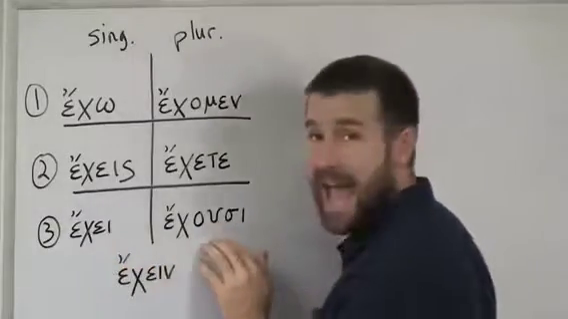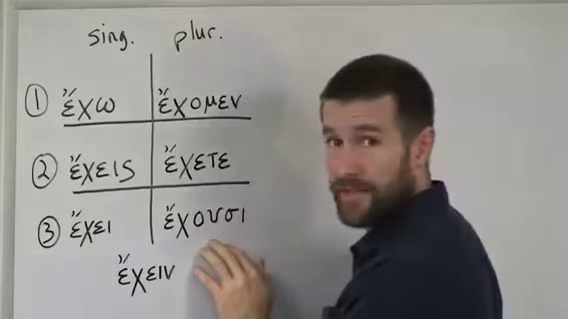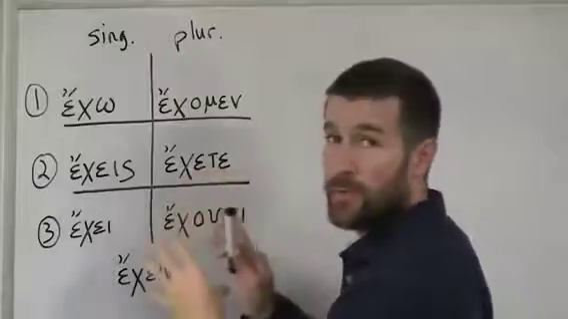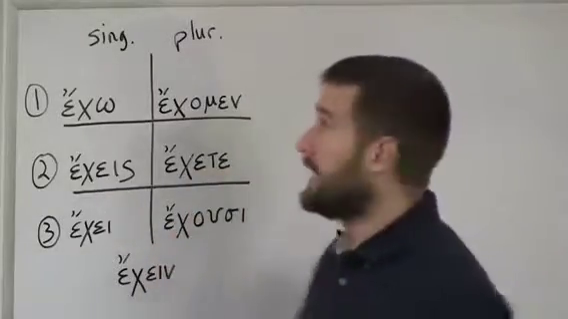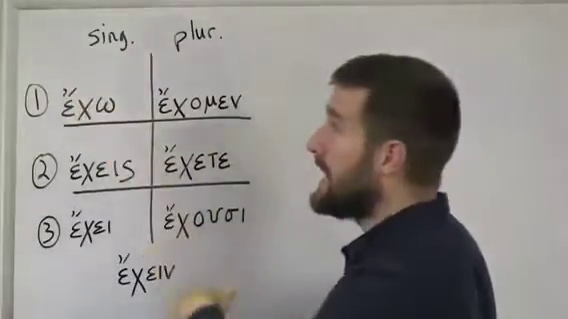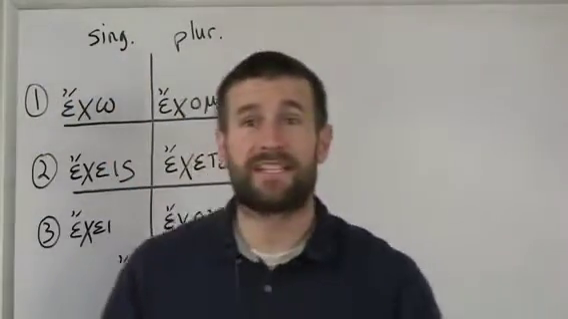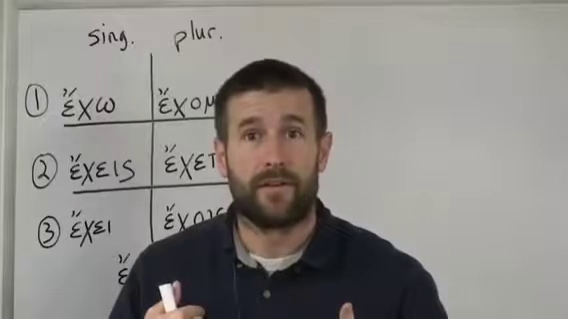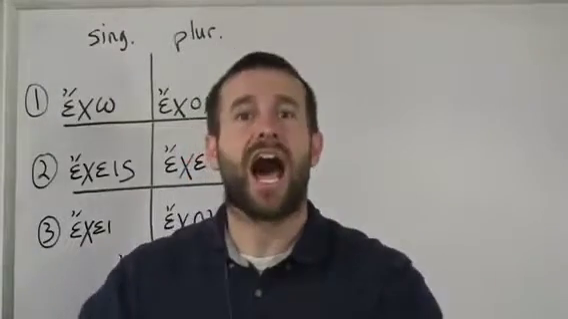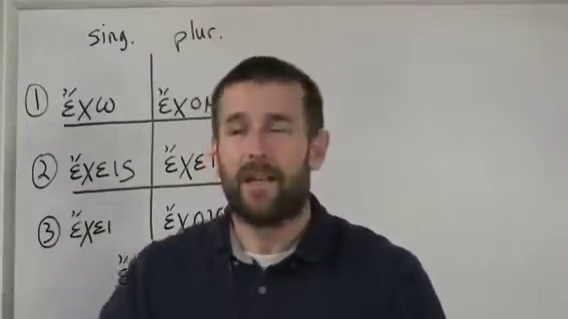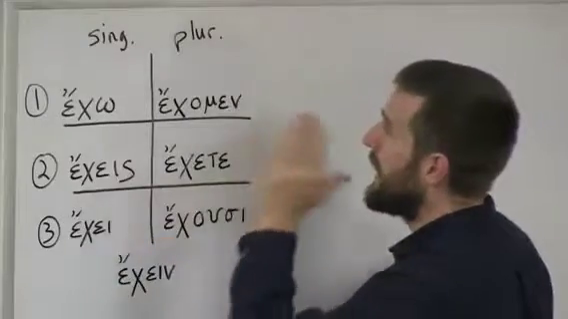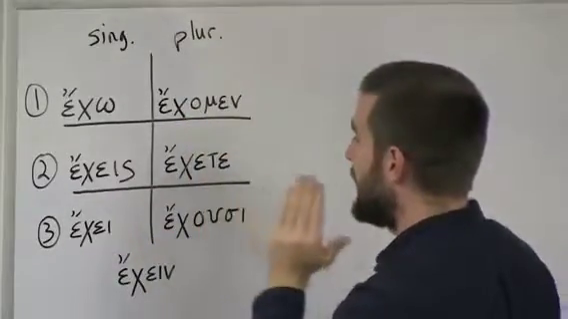And then they have would be echusi, echusi, all right? So we just want to make sure that our verb matches our subject in person and in number, all right? If it didn't match, it would be like if I said, I has, or he have. It wouldn't sound right. It has to match. I have, he has. Okay, so echo, echis, echi, echomen, echete, echusi.